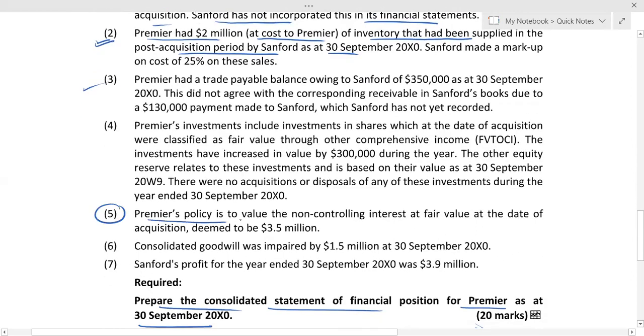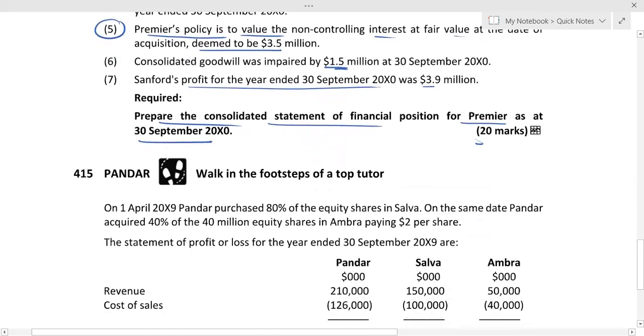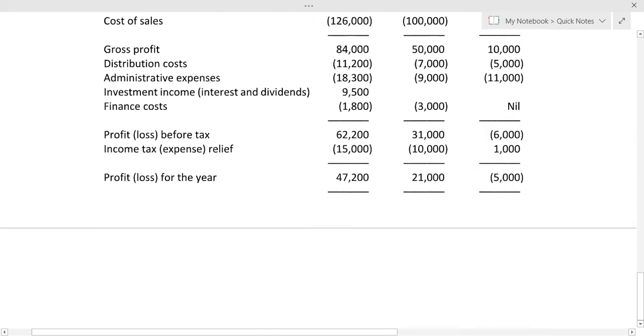Premier's policy is to value the non-controlling interest at fair value. And it is assumed that NCI fair value is 3.5 million. They have already given us. Consolidated goodwill was impaired by 1.5 million. Sanford's profit for the year is 3.9 million. Fine. Now let us perform a few calculations. Obviously, we cannot perform all the calculations. We have not read the complete data. At least let me show you working one. In working one, we have to just show the group structure.